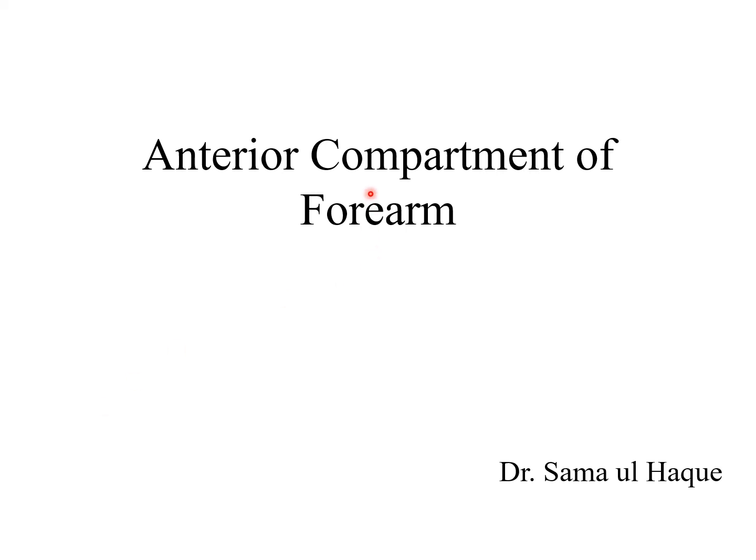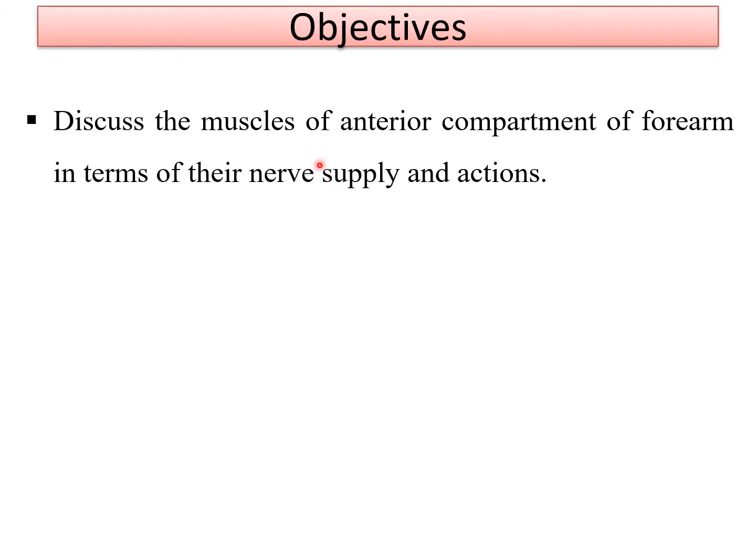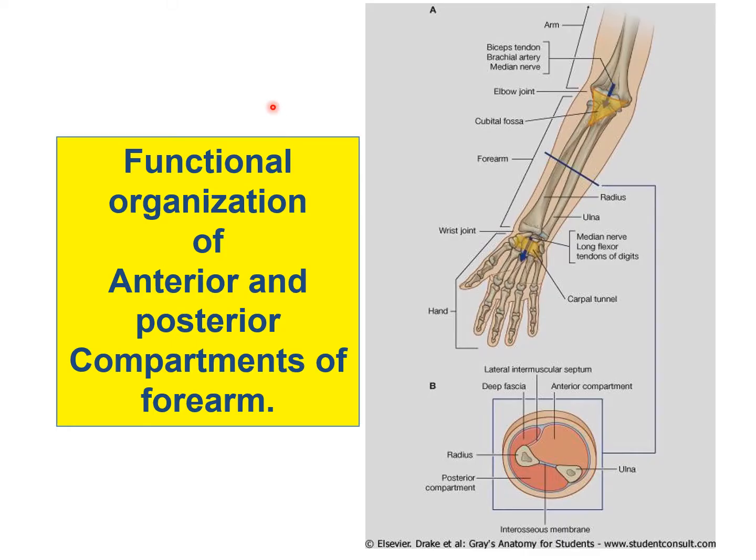Now our topic of discussion is the anterior compartment of the forearm. We will talk about the muscles of the anterior compartment of the forearm in terms of their nerve supply, actions, and their attachment. We look at the functional organization of the anterior and posterior compartments of the forearm.